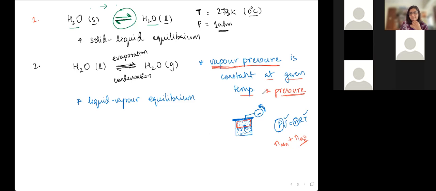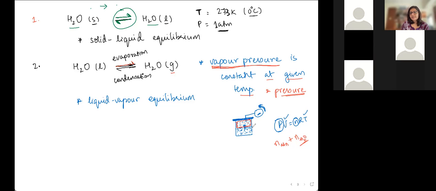And how is this relevant to the example that you just gave? Like the H2O becomes H2O. Coming to that. No, you asked what is vapor pressure, so I explained that. Yeah, got it. So as the water molecules start vaporizing, matlab forward reaction ho raha hai, liquid water turning into gaseous water.